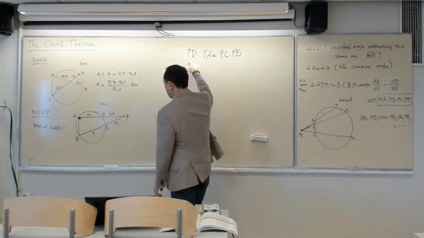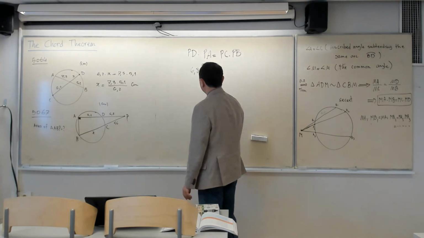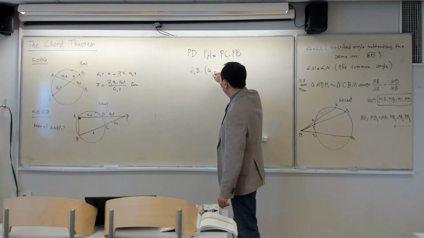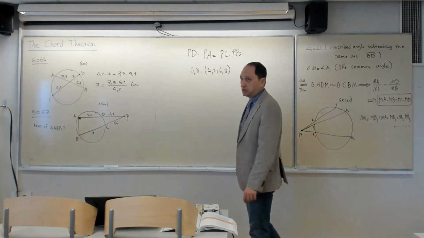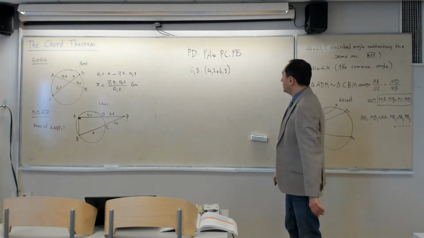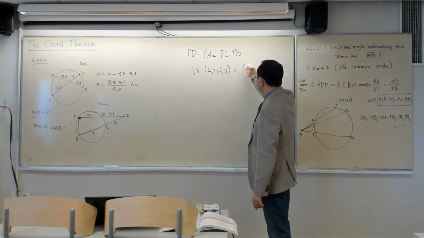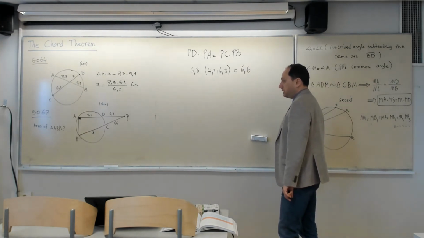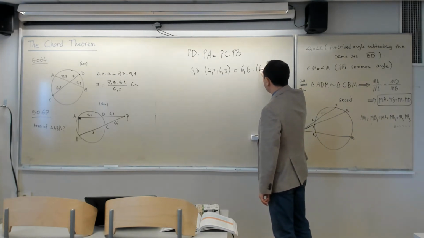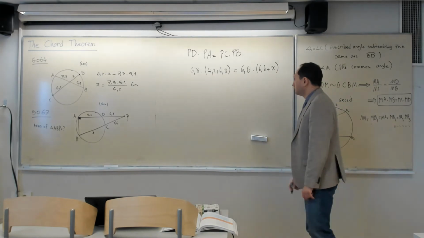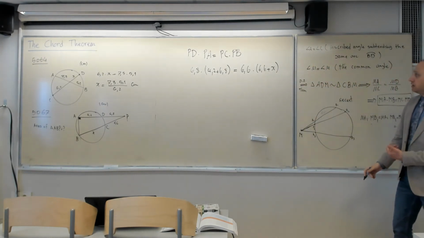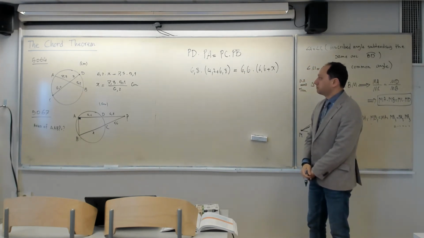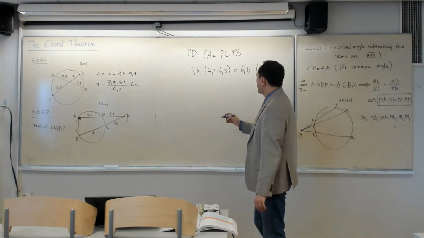So I can find x, but I have to be careful. What can I write for PD? It's 6.8 multiplied by what can I write for PA? PA is 4.2 plus 6.8, yes? That is PA. But what is PC? PC is 6.6. But what is PB? PB is 6.6 plus the x that I don't know. Yes? And if you see, there is one relation and one unknown, so in principle we should be able to solve it. I might need your help for your calculator, but this is simple.